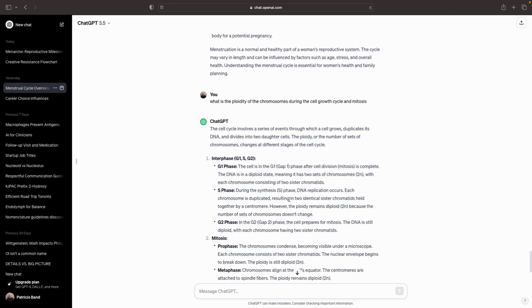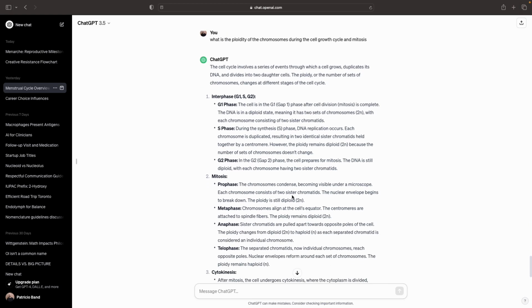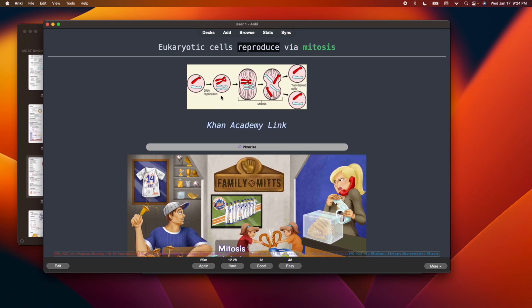Then each chromosome is duplicated, resulting in two identical sister chromatids held together by a centromere. However, the ploidy remains diploid because the number of sets of chromosomes doesn't change. In G2, the cell prepares for mitosis. The DNA is still diploid, with each chromosome having two sister chromatids. So each of these chromosomes has two sister chromatids. Here it is one sister chromatid, one chromatid.